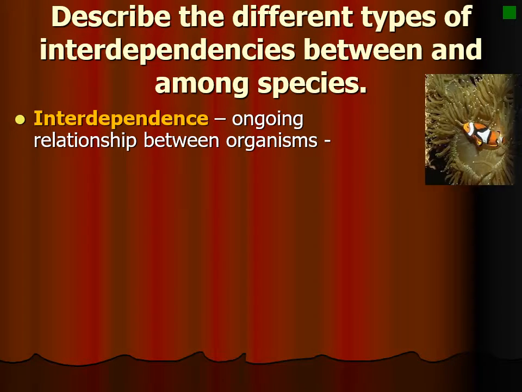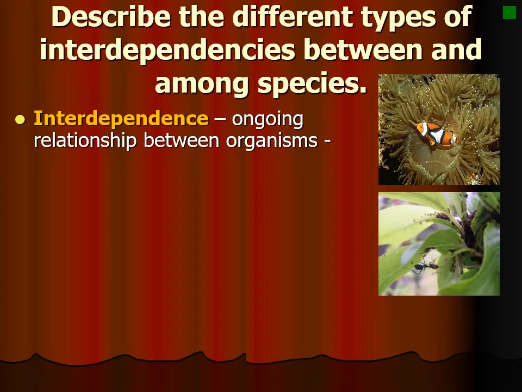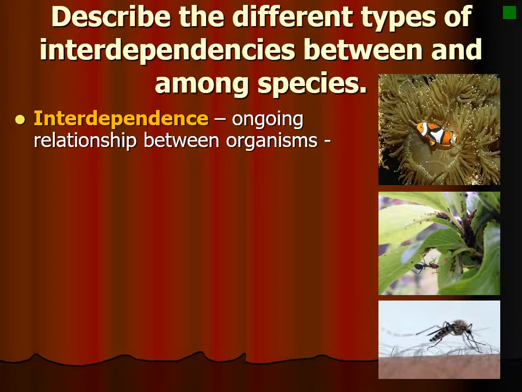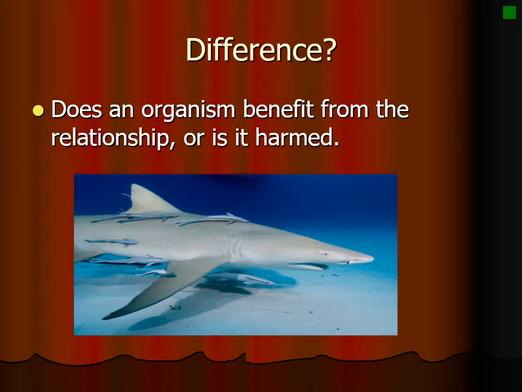So there are different interdependencies. There are different kinds of relationships among organisms, and we're going to talk a little bit about what they are. There are three major types we talked about in class, and they're all characterized as symbiosis. Symbiosis means together: sym means together, biosis means life. So symbiosis is just an examination of how species interact, and there are a few types of symbiosis.